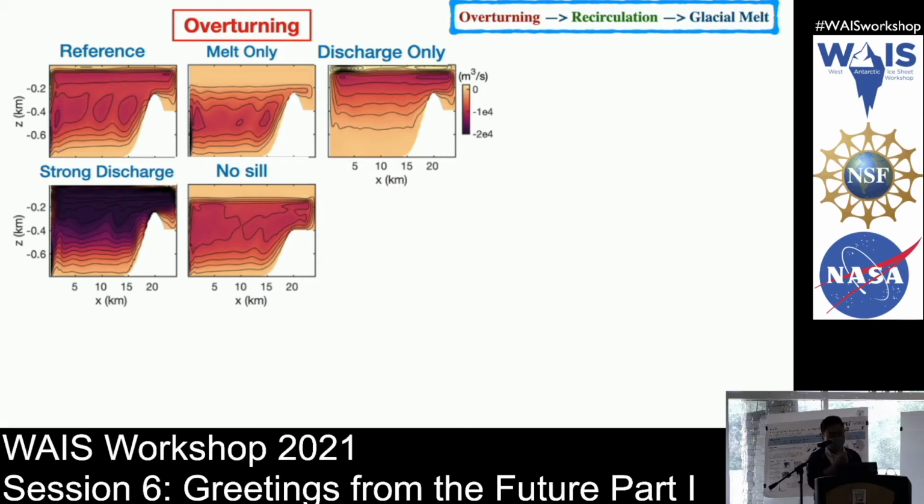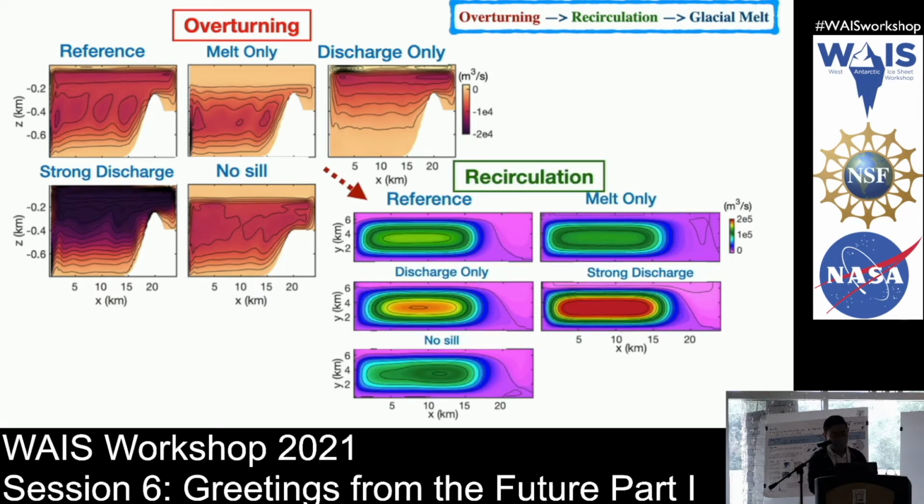You can see the discharge-only case has this shallower overturning circulation, where you're basically converting lighter classes of water into even lighter classes of water. And the melt-only case has this deeper overturning circulation. And then the recirculation, more or less, is this horizontal velocity. The high-order interpretation is that as your overturning circulation strengthens, your deep recirculation also strengthens.